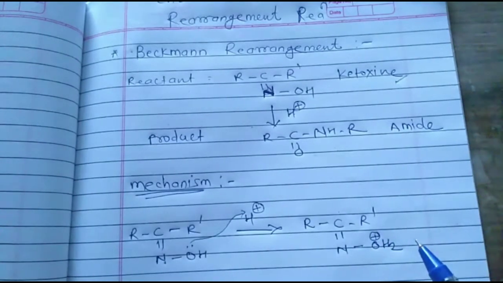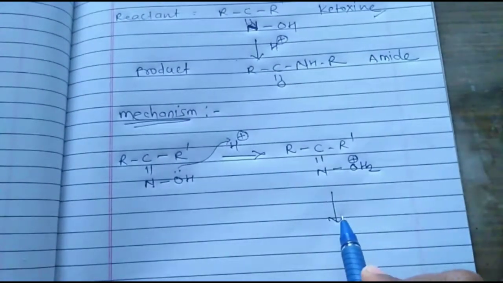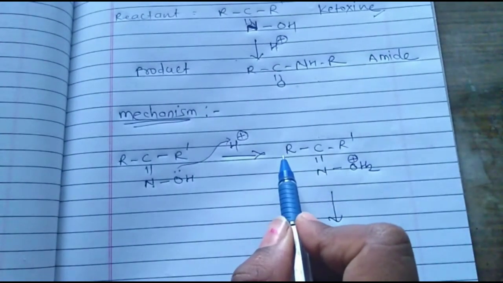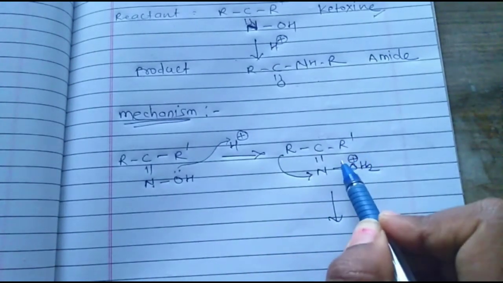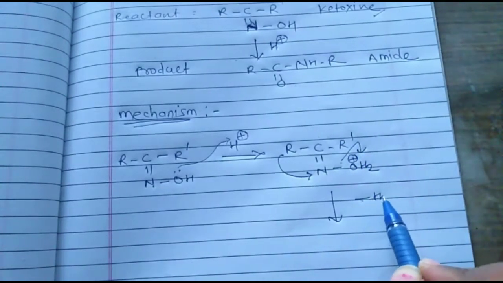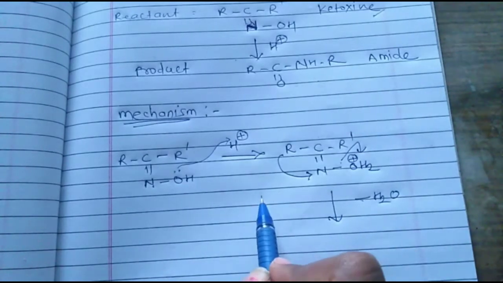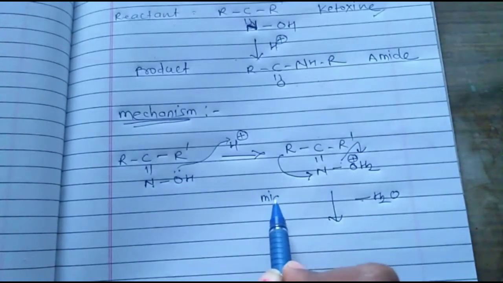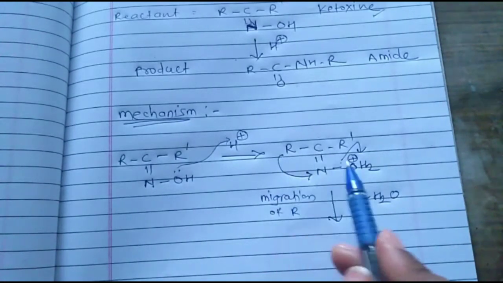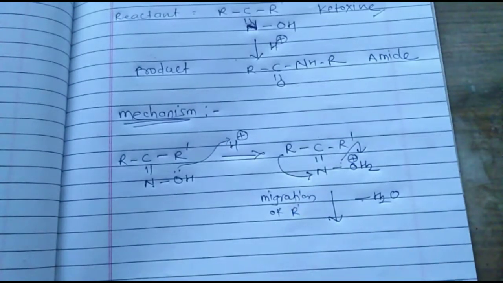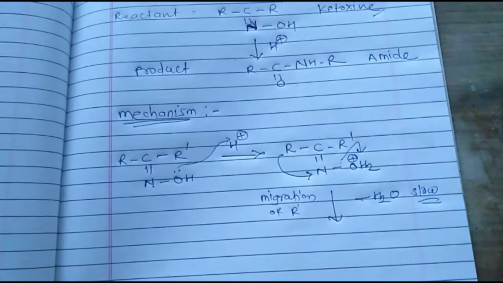Then the rearrangement reaction takes place. That means this R group migrates to the nitrogen, and the water molecule gets removed. This is a slow step. This is the migration of the R group. Any R group can be migrated. And this is a slow step.